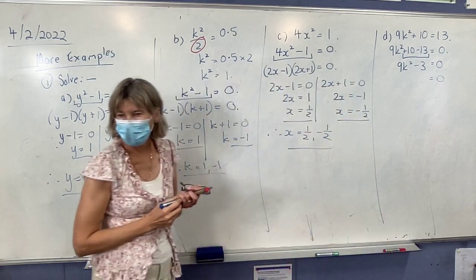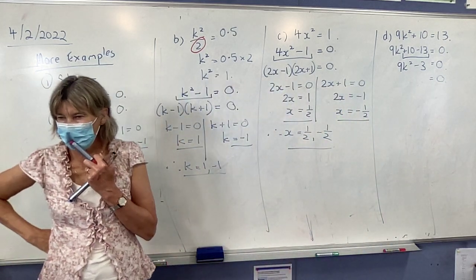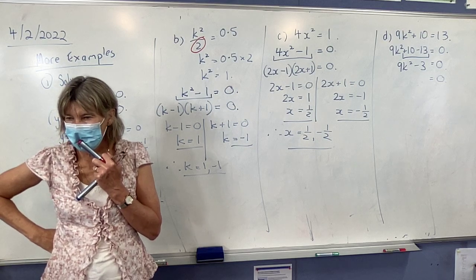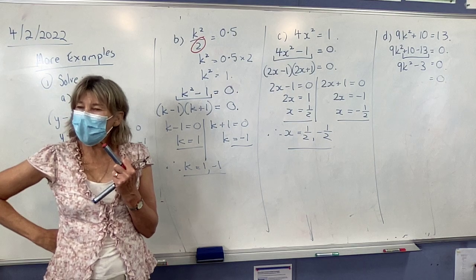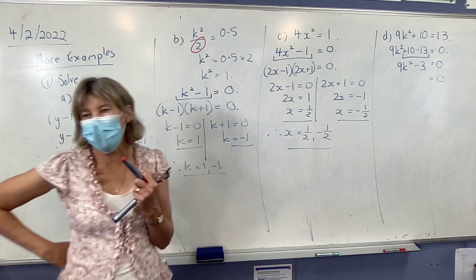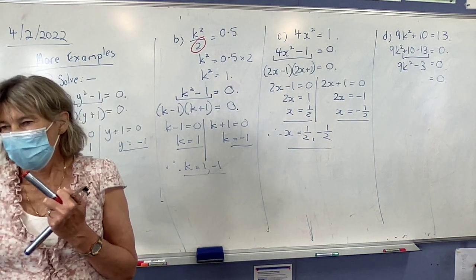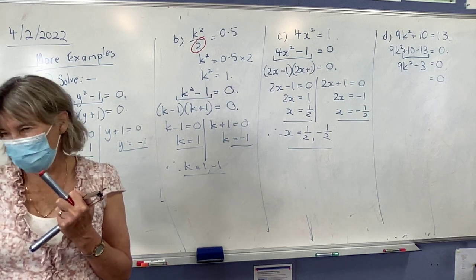Would you get 52 squares? When you look at your methods of factorising, what's the first method you always try? Number 1.